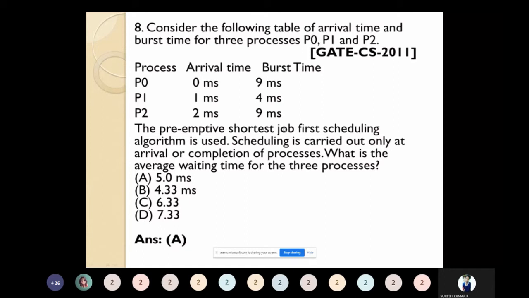What is meant by shortest job first scheduling, and what is meant by preemptive shortest job first scheduling, we're going to first analyze, and then only will we be able to solve the problem. We know there's shortest job first scheduling. The name itself gives us a hint: the process with the minimum burst time is going to complete its task first. This is shortest job first scheduling. This we note.